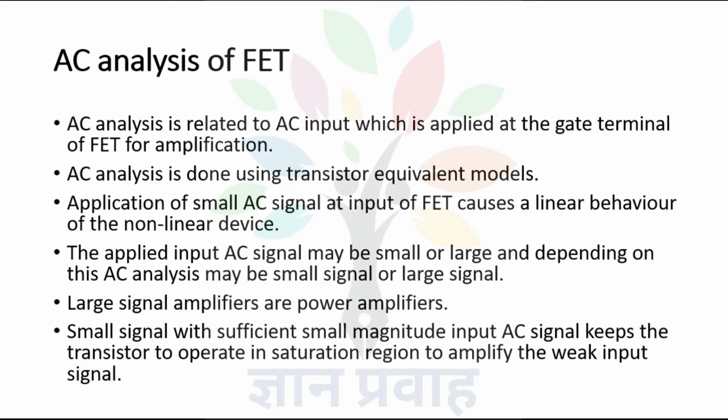The variation in the Q point also depends on the magnitude of the input AC signal. If the magnitude of the signal is small, then the variation in Q point is also very small. If the magnitude of the input AC signal is large, then the variation in the Q point is also large. It means small signal provides high stability as compared to large signal, because shifting of the Q point is very small in case of small signal analysis.